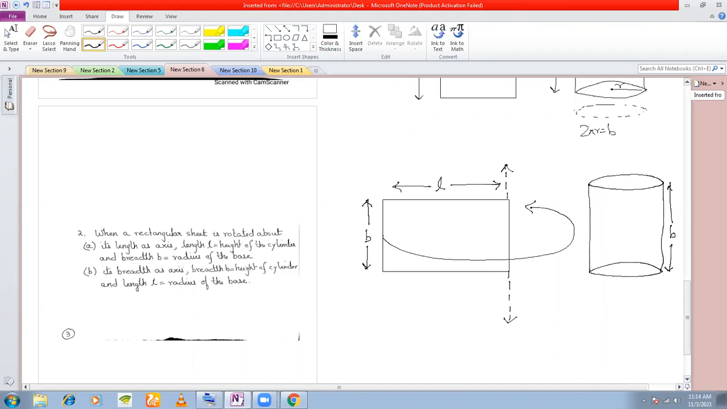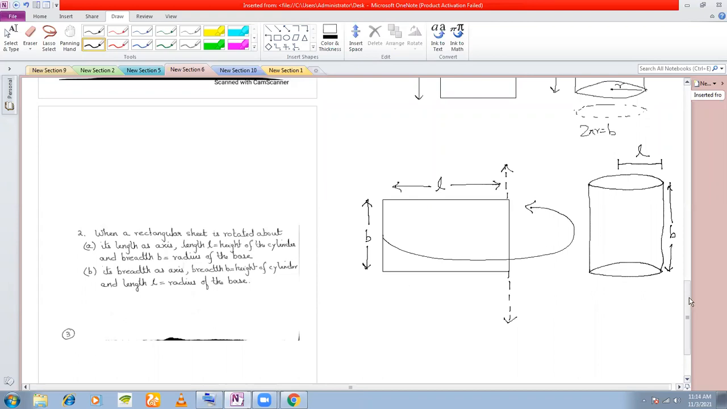And what about the radius? What can you say about the radius of this cylinder? L. Radius will become L. Okay. So I can find out the volume of this cylinder if I know the length and breadth of the rectangular sheet that I am rotating.